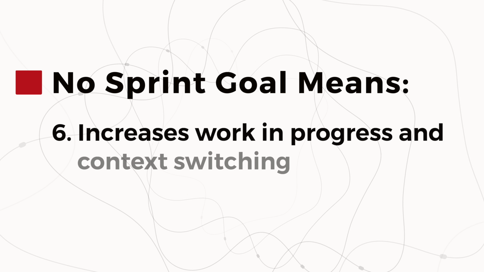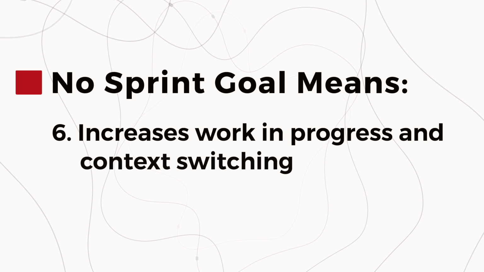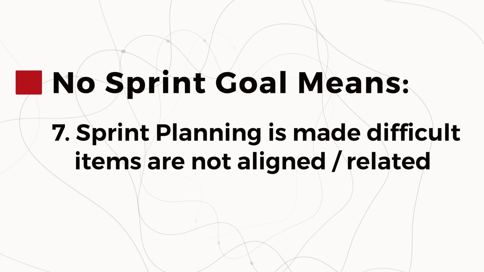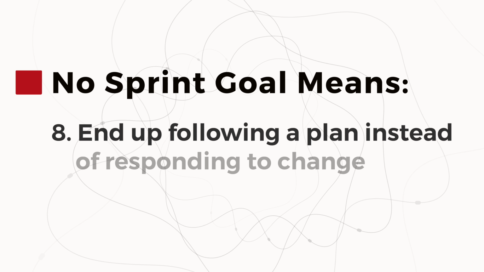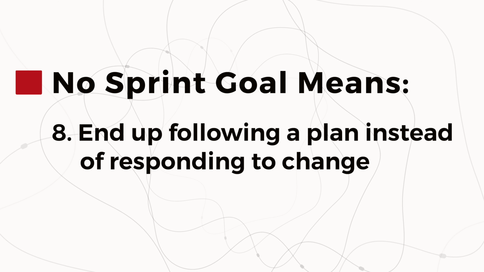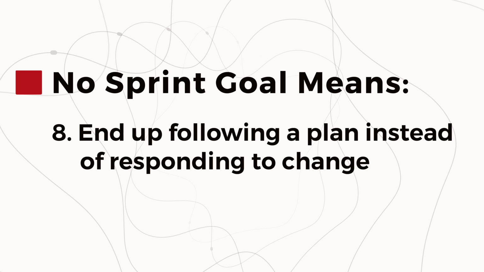Another side effect of not having a single sprint goal is that it increases the team's work in progress and context switching, which results in reduced morale and lower quality work overall, and of course increases the time to deliver. And sprint planning is made much more painful and takes longer because you end up talking about a lot of different pieces of work which are not aligned or related to each other. There's no shared goal. Plus, you end up following a plan instead of responding to change. Very hard to respond to change when you've got a lot of unrelated work, but if you've got a single shared goal, it's much easier.